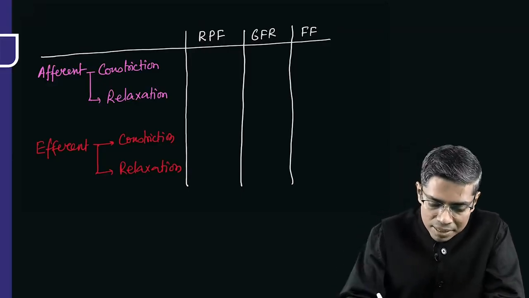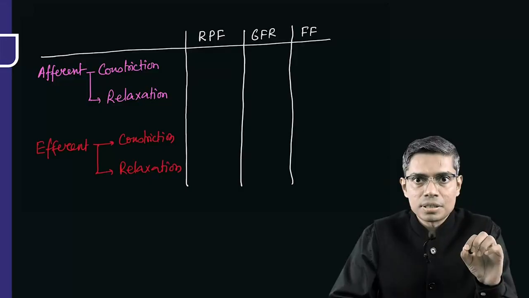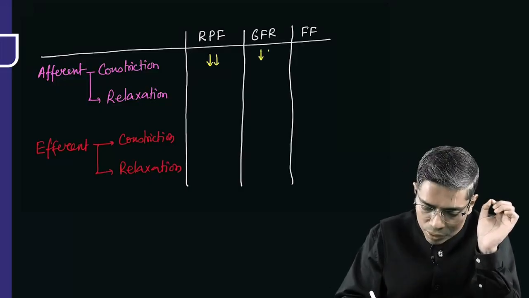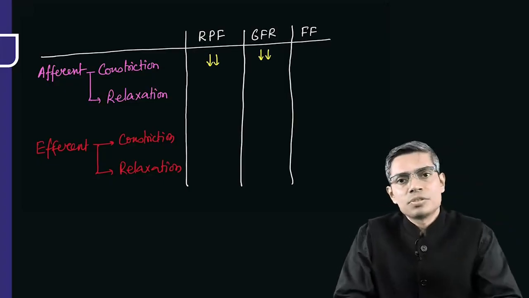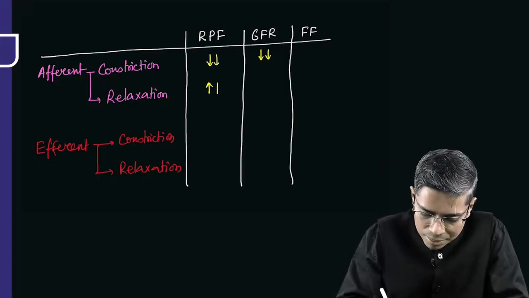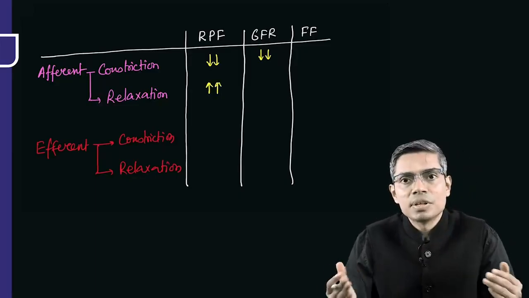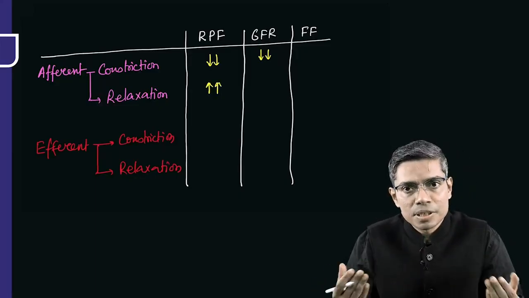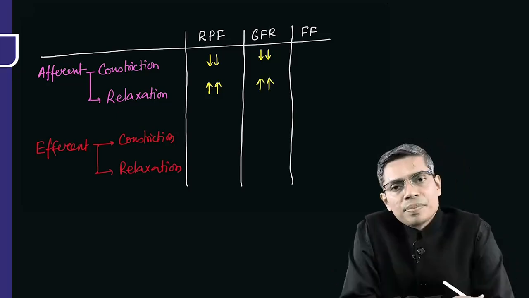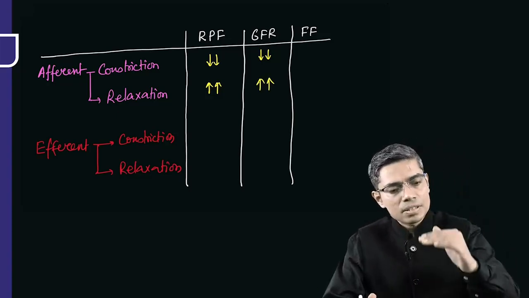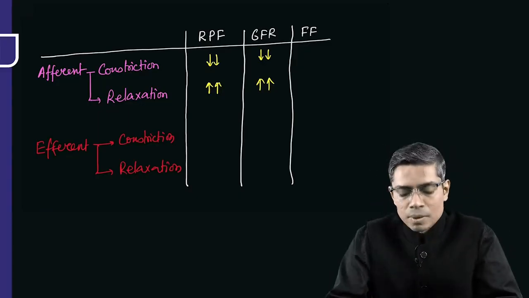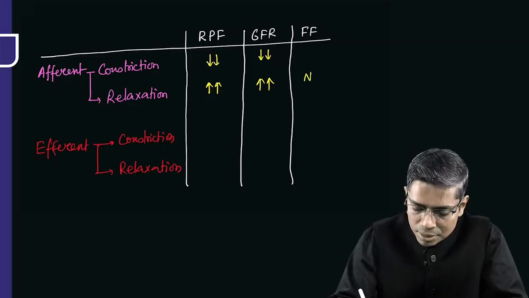Okay, so for the afferent arteriole, if you cause constriction, renal plasma flow will decrease. Proportionally, your GFR will decrease because hydrostatic pressure is going to be reduced. Afferent arteriole relaxation means renal plasma flow will rise, hydrostatic pressure will be increased, and GFR will also proportionately rise. So if your GFR is rising and renal plasma flow is also rising proportionally, what will happen to the filtration fraction? It will remain normal.